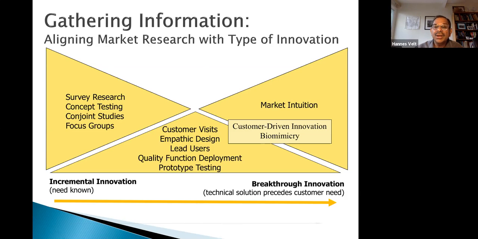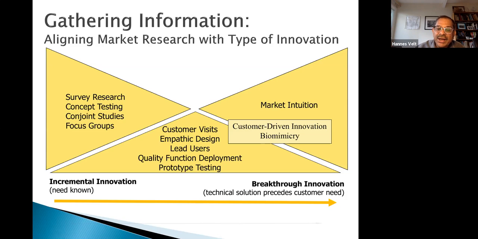And so what this diagram tells you is that on the left side, where there's low uncertainty, all your traditional marketing research techniques work. Things like focus groups, survey research. On the left side, all of these techniques are based on self-report. The consumer is telling us what they need, and it's valid because it is within their experience.